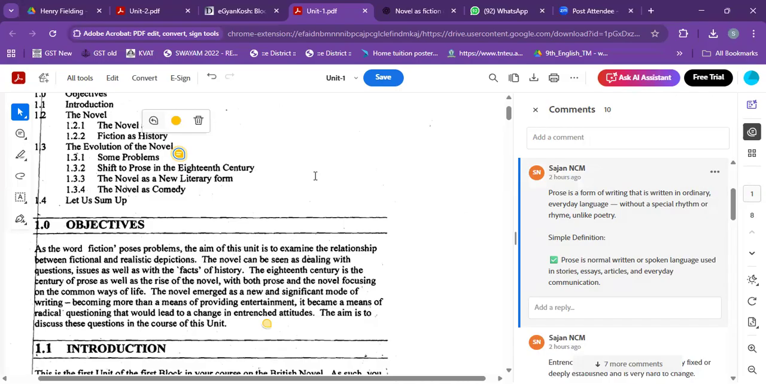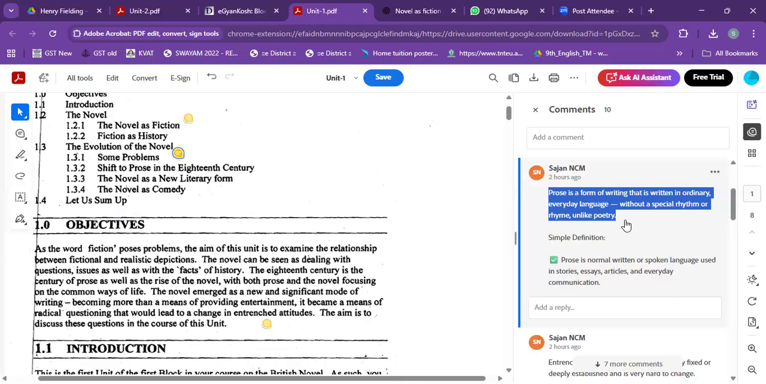So what do you mean by prose? That we will discuss further. The novel we already discussed. So what do you mean by prose? Prose is again a form of writing that is written in ordinary everyday language. Unlike poetry, prose is written in ordinary everyday language without a special rhythm or rhyme. Keep it in mind: prose is a form of writing that is written in ordinary everyday language without a special rhythm or rhyme, unlike poetry.